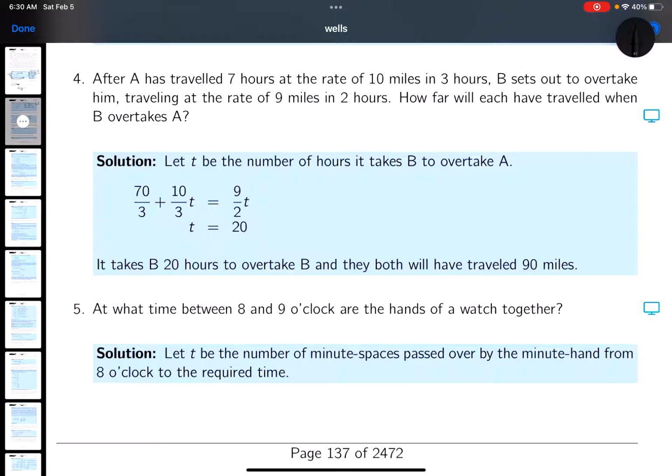Okay, so let's read through. It says, after A has traveled 7 hours at a rate of 10 miles in 3 hours, B sets out to overtake him, traveling at a rate of 9 miles in 2 hours. How far will each have traveled when B overtakes A?